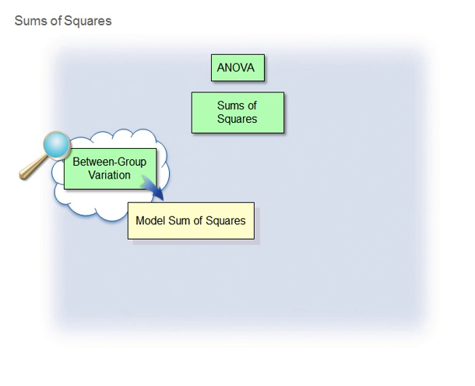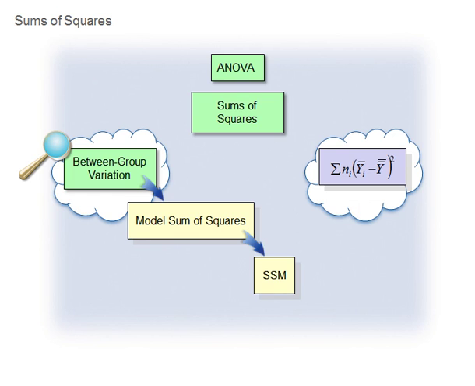Between-group variation is also called the model sum of squares, or SSM. Here's the formula. To calculate a measure of variability between the means, you take the difference between the mean for one group and the mean of all the observations, square it, and then multiply it by the number of observations for the group. You do the same thing for the other groups and then add each summation to get the model sum of squares.